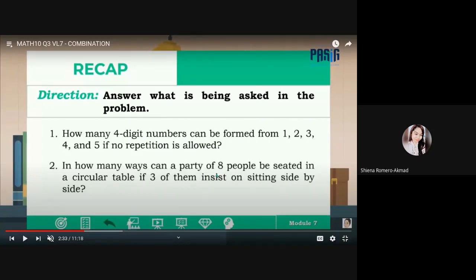How can we arrange this? I mean, how can we arrange 8 people if 3 are going to sit side by side? Ano ba ibig sabihin ng side by side? When we say side by side, that is sitting together. Ang ibig sabihin niyan. So that is the case. Anong gagawin natin dun sa tatlo? Ano ang gagawin natin dun sa tatlo?